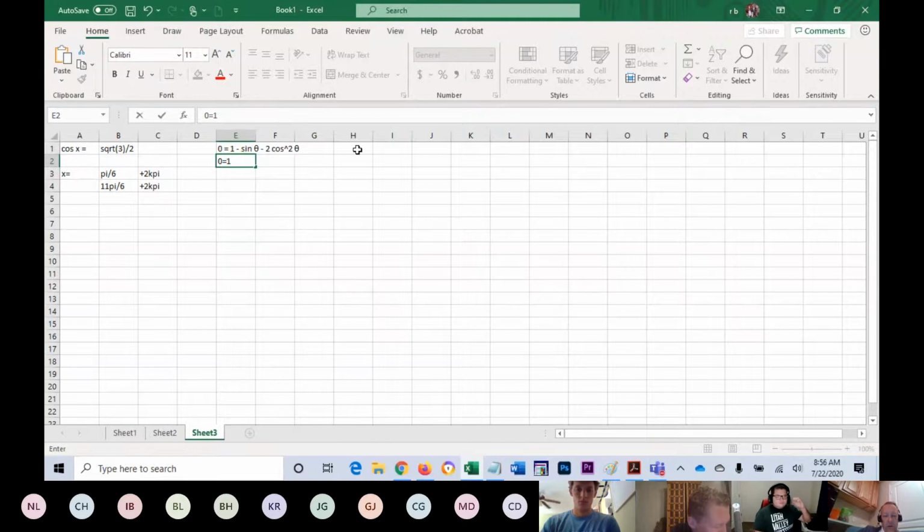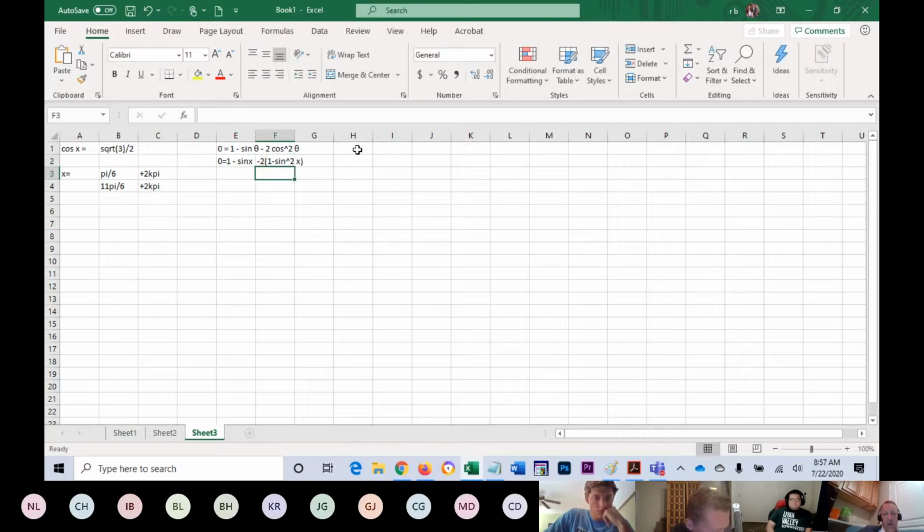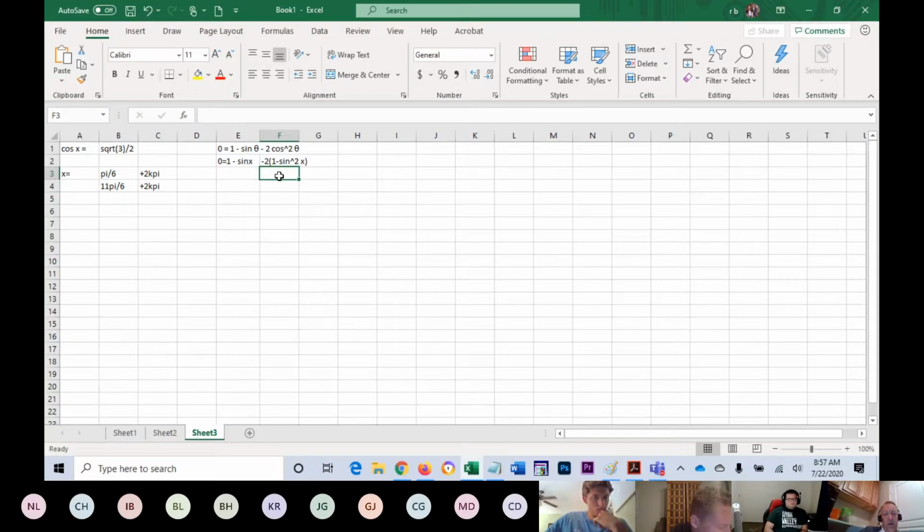Okay, so 0 equals 1 minus sine of, and I'm going to change it to x because I hate thetas. Sine of x, and then we're going to have minus 2 times 1 minus the sine squared of x. When we do that, we can distribute that too. So this becomes minus 2 plus the sine squared of x.